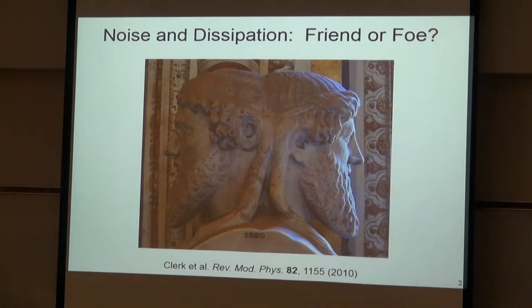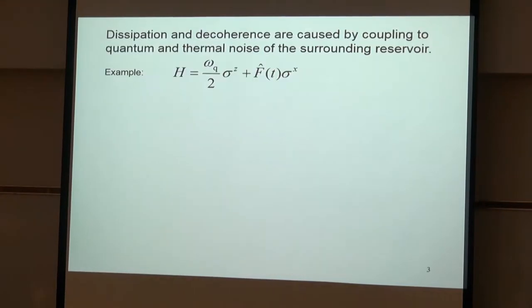Okay. So the question is, we always have noise and dissipation, and it seems like a bad thing, but actually it can sometimes be a good thing. You can use noise and dissipation to help you produce entanglement and do other good things, and even to fight the effects of other noise.